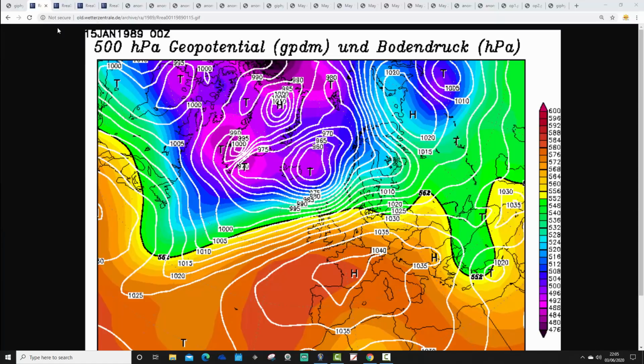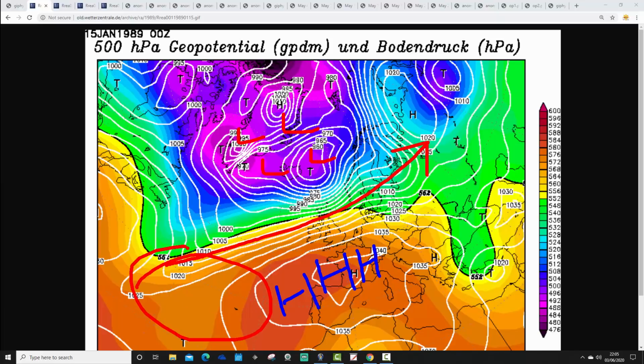For example, we've got this chart here from the 15th of January 1989. What we see here is that we've got a large area of high pressure across much of central, western and southwestern Europe. That's the Azores high. Then we've got deep low pressure up to the north around Greenland and Iceland. This brings in a very strong west to southwesterly wind that blasts all the way over to Russia from the Atlantic. And this is a positive phase of the NAO.